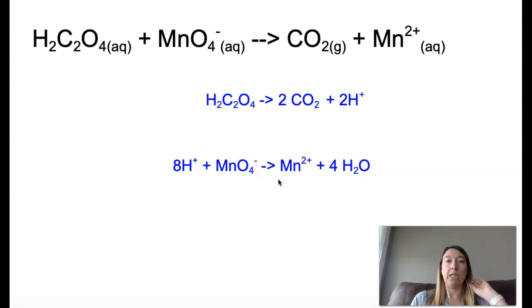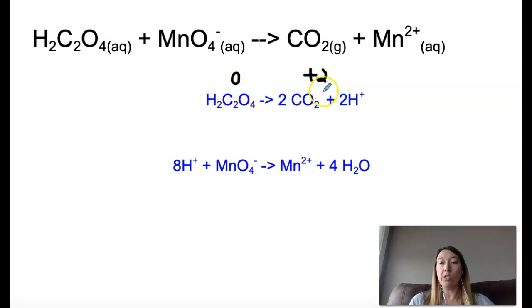The next thing we need to do is balance those charges. I look at this side, there's no charge written here, so the charge is 0. We look at this one, there's no charge with the CO2, but each of my hydrogens has a +1 and I have 2 of them. So on this side, I have +2. You have to make sure that you don't forget to account for this coefficient when you're figuring out the charge. So we don't have equal charges and we shouldn't.